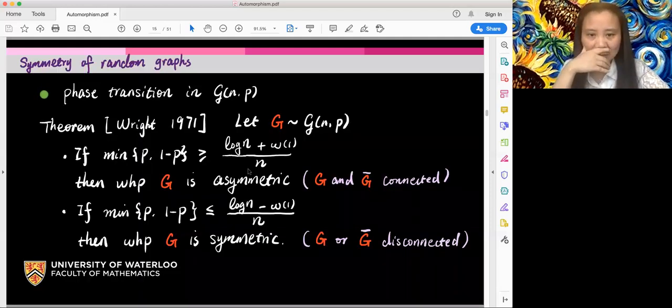Okay, so if we look at the result by Wright, we see that this phase transition coincides exactly with the property of G being connected. In the regime where G is asymmetric, it corresponds exactly to the regime where G is connected. And in the regime where G is symmetric, it corresponds to the situation where G is disconnected.